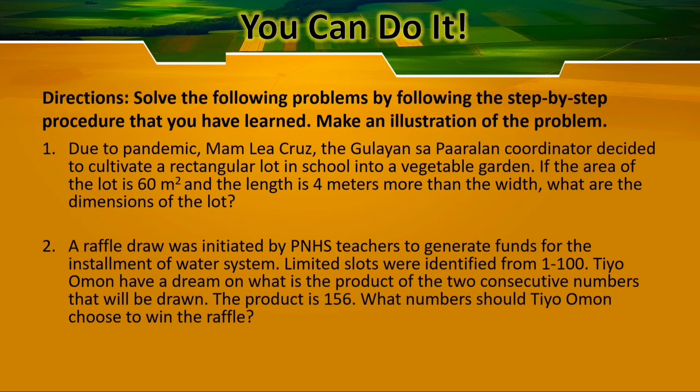Second, a raffle draw was initiated by PNHS teachers to generate funds for the installment of a water system. Limited slots were identified from 1 to 100. Chuomon had a dream about the product of the two consecutive numbers that will be drawn. The product is 156. What number should Chuomon choose to win the raffle? So the second problem has the assumption that the product of the winning numbers is 156. So what number should Chuomon choose to win the raffle?